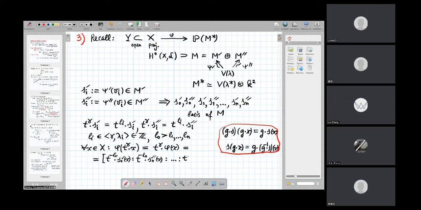So let me finish this formula in coordinates. You have this point with projective coordinates given by these values: t to the minus L naught times S naught prime of x, t to the minus L naught times S naught double prime of x, etc. And finally, t to the minus ln times sn prime of x, t to the minus ln times sn double prime of x. So this is the formula for the image under pi of this orbit in projective coordinates. And now let's make t tend to zero.